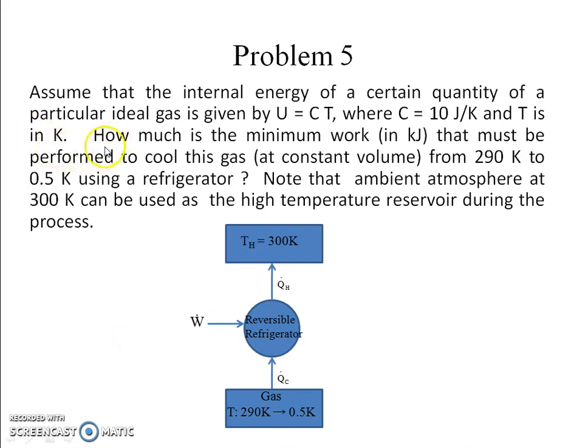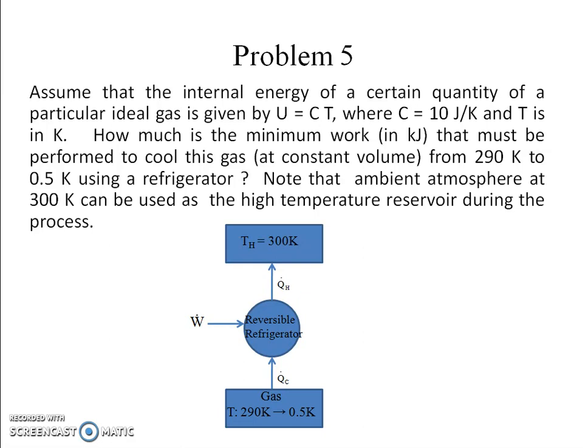Okay, so the problem statement here goes like this: the internal energy of a certain quantity of a particular ideal gas is given by U = Ct. As the temperature is changing, the internal energy is changing, so I can also write it in differential form as dU = C dT. C is a constant, given as 10 joules per Kelvin. Remember that the temperature we use in thermodynamics is always in Kelvin.